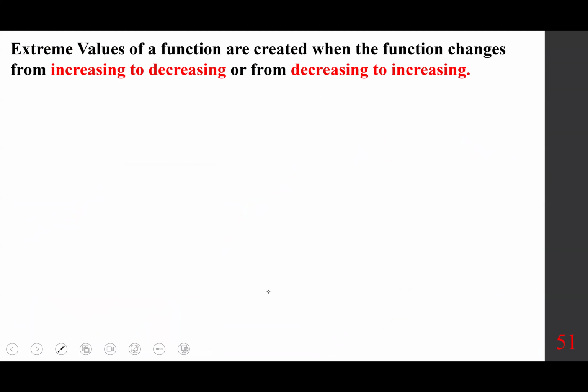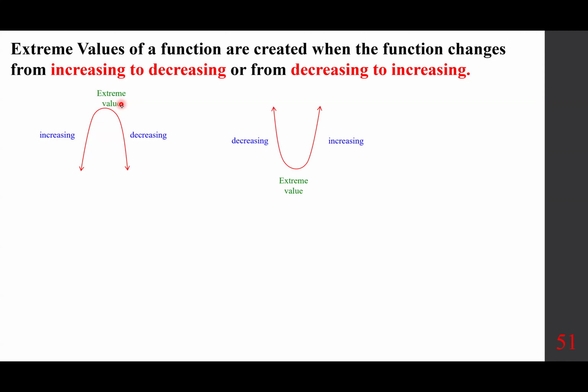Extreme values of a function are created when the function changes from increasing to decreasing or from decreasing to increasing. So increasing, decreasing, the change occurs, creating an extreme value. This is a local max. First it is decreasing, then it's increasing, creating an extreme value. That's a local min. Decreasing, increasing, decreasing. This extreme value is a local minimum. This is a local maximum.